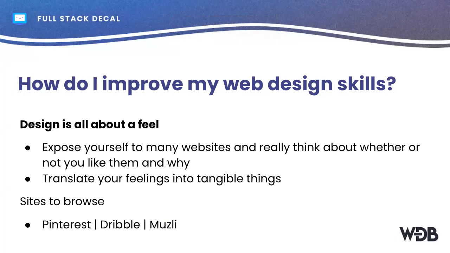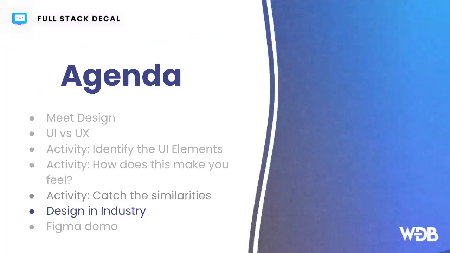For example, I don't like the site because it hurts my eyes. It's really bright. Or I really like this site because I like the animation of the hamburger icon, or the picture has a really nice contrast against the background. It's not enough to just look at websites and be like, I like, I don't like. You have to actually think about what you don't like and why you don't like it, and same with liking it. Some sites to browse include Pinterest, Dribbble, Muesli. It's all on the website, so feel free to check that out.